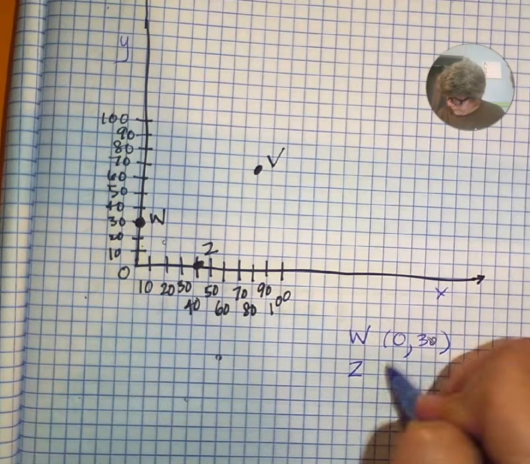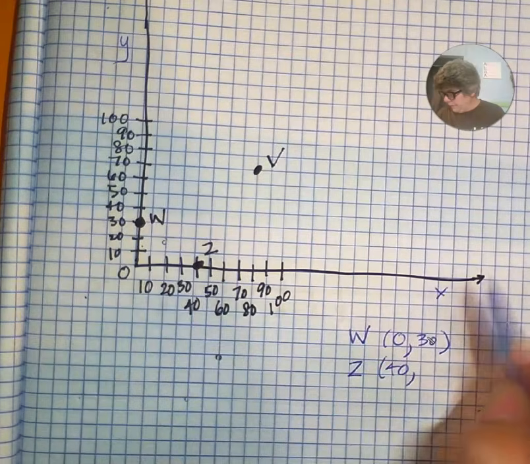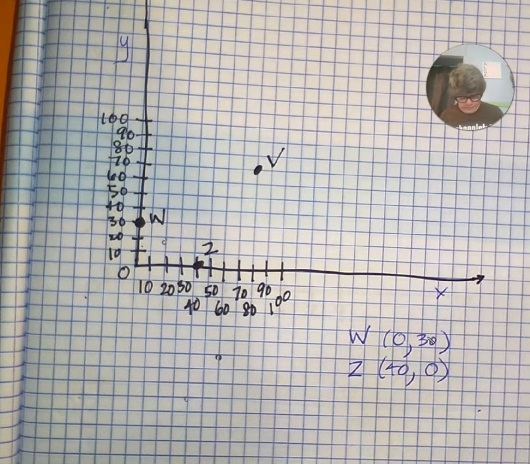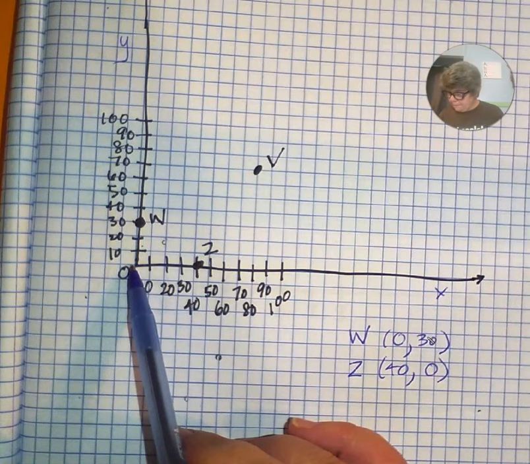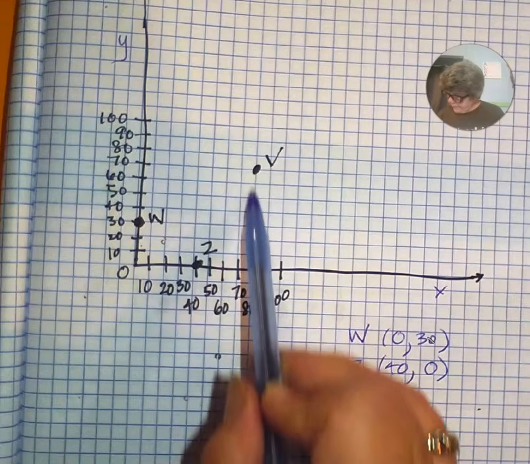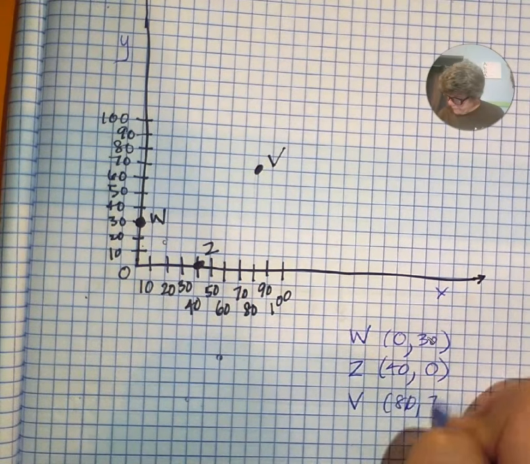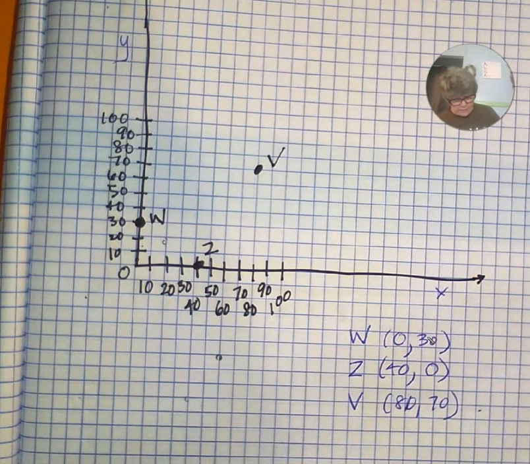40 and 0. Good job. All right. And how about V? 80, 70. Hope you're getting the hang of it, right? To the right and then up, to the right and then up.